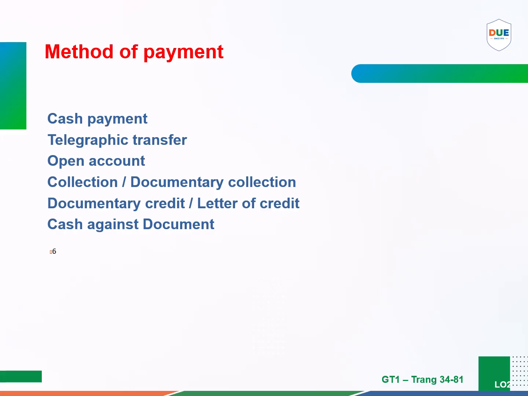Therefore, the seller may still face the risk that the buyer refuses to pay or accept the documents. The fifth method is documentary credit, commonly known as a letter of credit or L/C. Under this method, a bank provides a conditional undertaking to pay the seller, provided that the seller presents documents that comply with the terms and conditions of the L/C. This method offers a higher level of security to both parties, but it is usually more complex and costly.